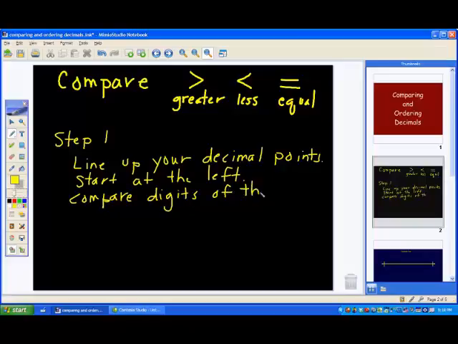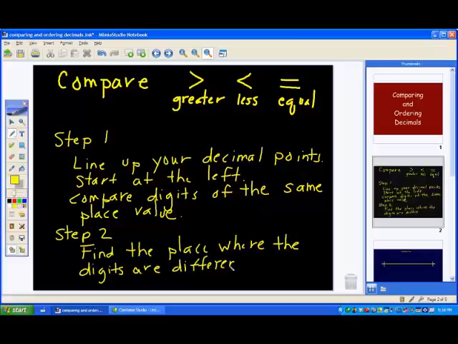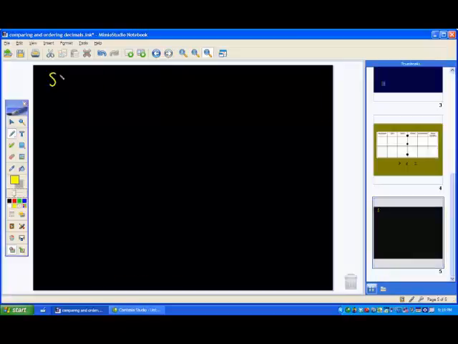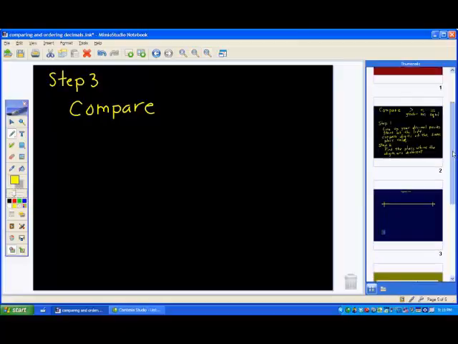You have to compare the digits in the same place value, because if you're trying to compare tens to hundreds or tenths to thousandths, you're not doing a true comparison because you're not looking at the same value. Step 2 would be to find the place where the digits are different. And then step 3 will be to actually do the comparing. Okay? So we're going to take some numbers that have decimals in them and do some comparison based on the steps that we just talked about.